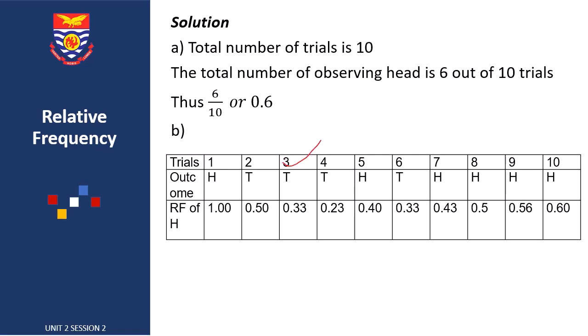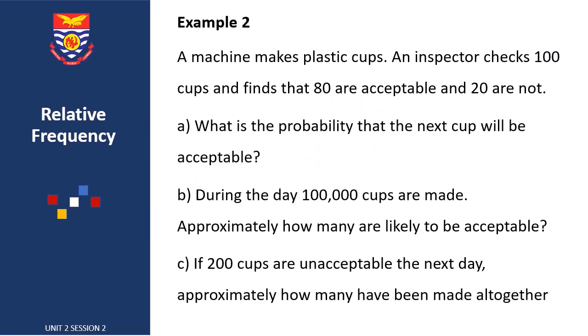Now, coming to the third trial, we still observe a tail. And we have 3 trials. How many heads so far? Still 1 head. So that gives us 1/3 as our relative frequency, because our interest is in head. And it continues like that till we get to the 10th trial. You got it. Very simple and easy. Let's move on to more examples.